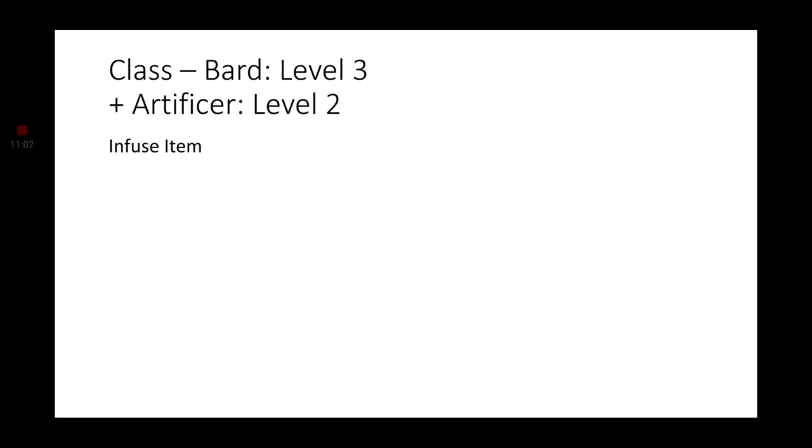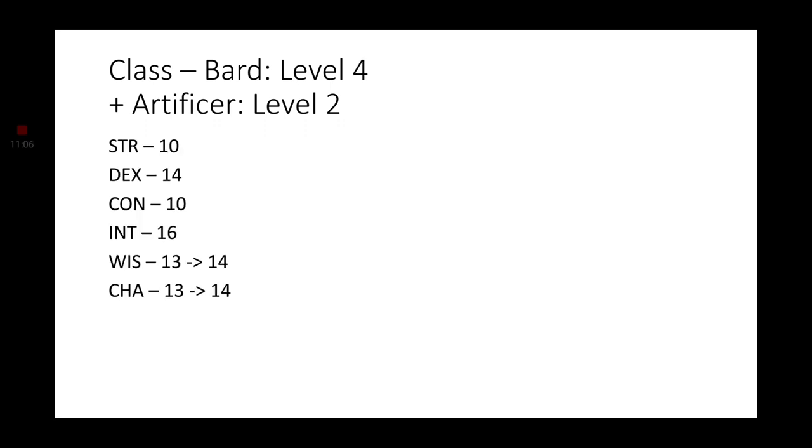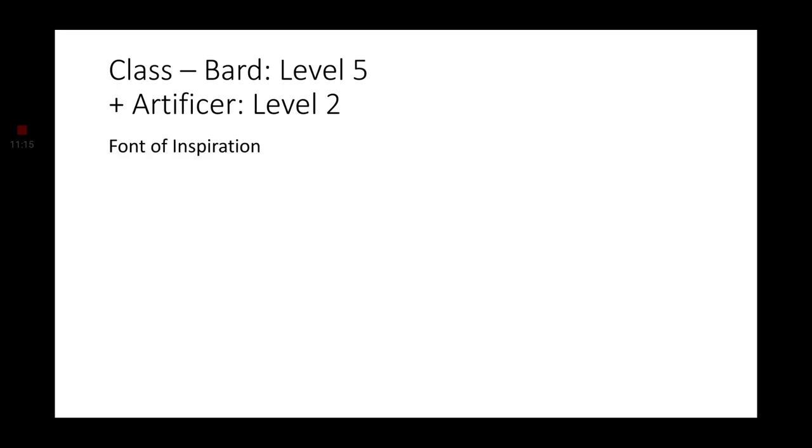Artificer level 2 gets Infuse Item. Level 4 Bard gets an ability score improvement. Increase your Wisdom and your Charisma each by 1. Level 5 Bard gets Fount of Inspiration. And level 6 Bard gets Counter Charm and Fool's Insight.